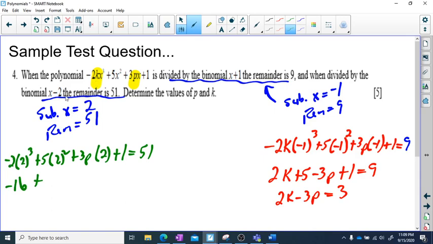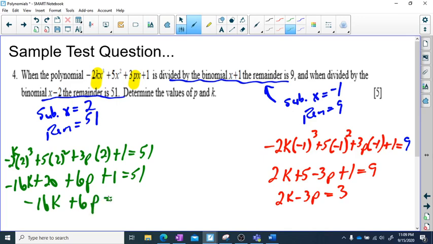What's missing here? There's a k somewhere. Forgot the k. That'd be -16k. 2 squared is 4 times 5 is 20. 3p times 2, that's 6p. Plus 1 equals 51. So let's see what we've got. Negative 16k plus 6p equals, I've got 21, so I'm going to subtract that from 51. That's going to give me 30.